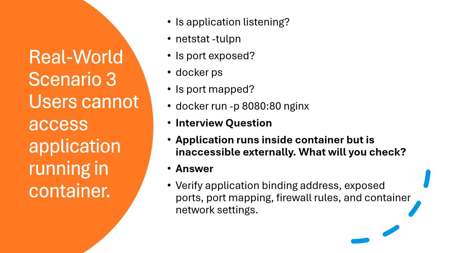-tulpn. Next, we will verify the exposed ports by running docker ps, showing the host to container port mapping. For example, docker run -p 8080:80 nginx. This is one of the examples of the command. And how would you answer the interviewer? We are verifying the application binding address, exposed ports, port mapping, firewall rules, and container network settings.